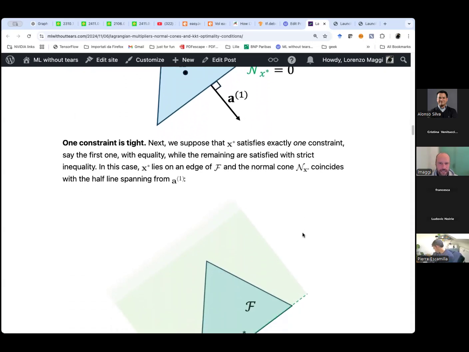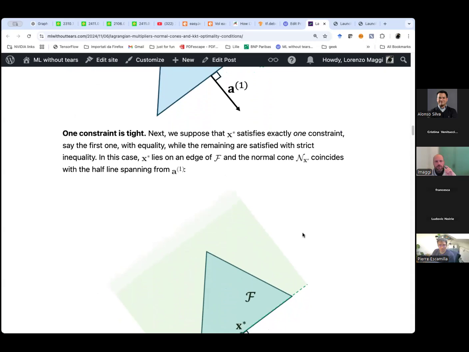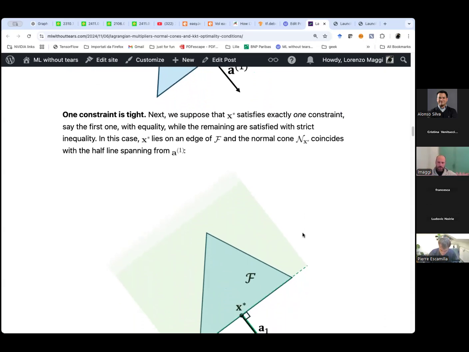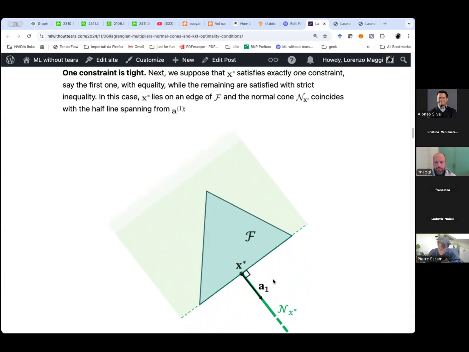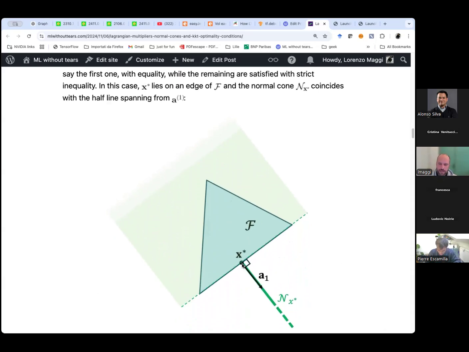So now let's take the next step. Let's say that the x star is not in the interior, but only one constraint is tied. So all the others are not tied. This edge defines a constraint, this edge defines another constraint, and this edge is a third constraint. So this means that only this constraint, A1 scalar x smaller or equal than B1, is tied. So it means that A1 scalar x star is exactly equal to B1. So basically, x star is on this edge.